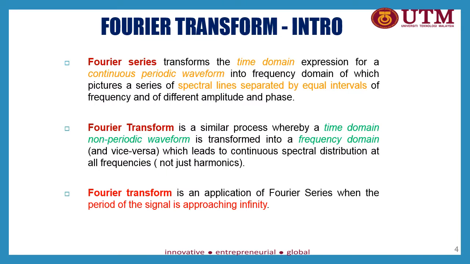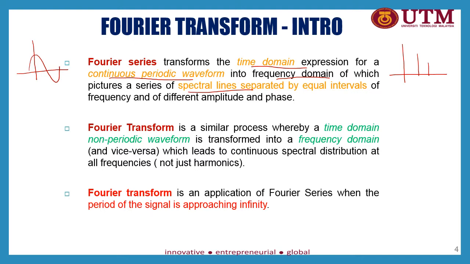Okay, if you revise back the Fourier series, it transforms a continuous time domain signal into frequency domain, in which the frequency domain signal you have in spectral lines, either in single-sided or double-sided. Okay, if you still remember, if you have a continuous time signal, for example a cosine function, in frequency domain using Fourier series you will be having a single-sided spectrum or double-sided spectrum.